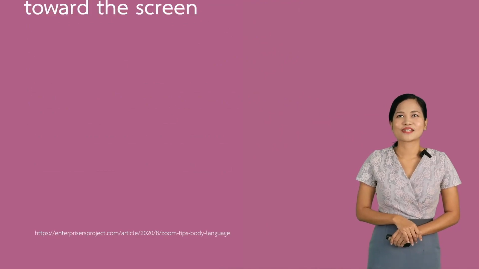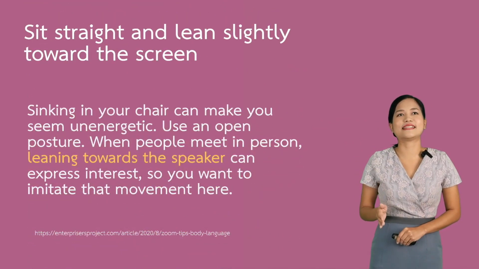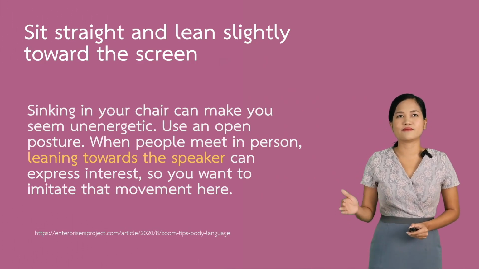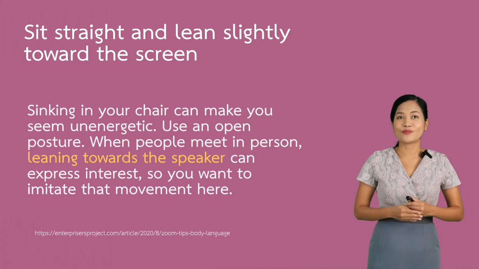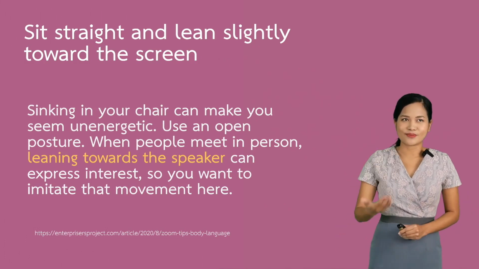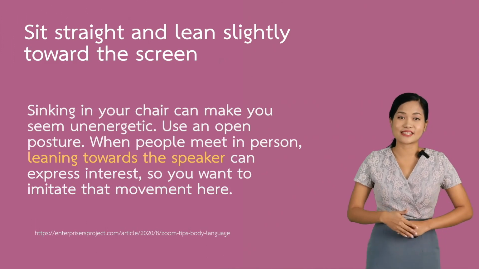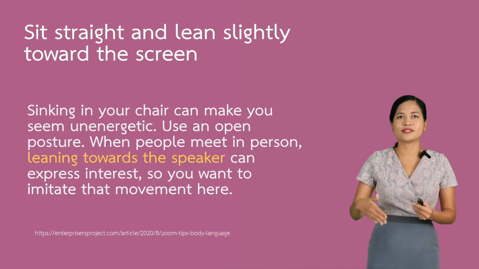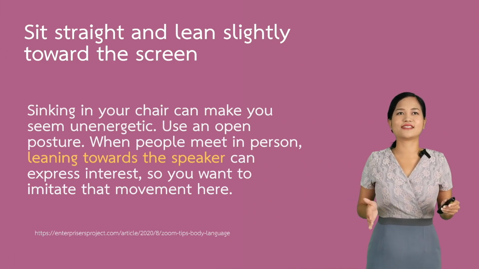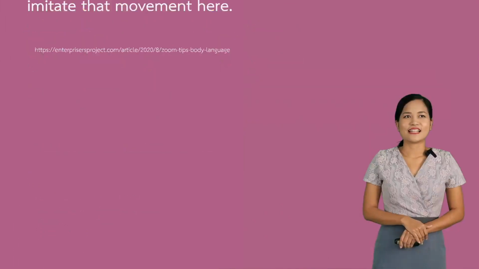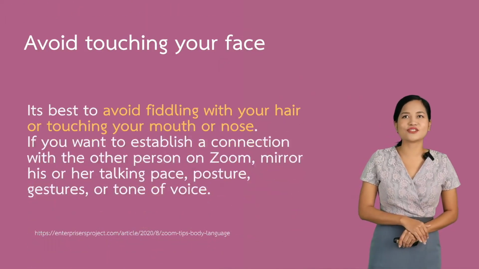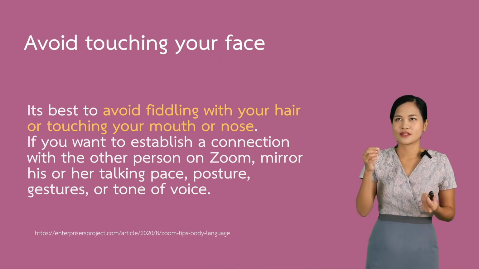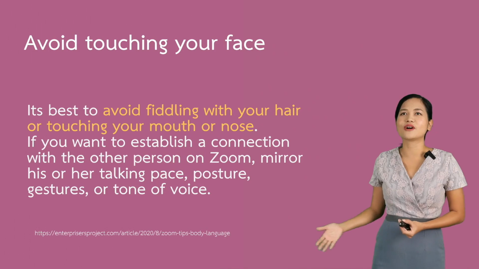And next, 4, sit straight and lean slightly toward the screen. Sinking in your chair can make you seem unenergetic, so use an open posture. When people meet in person, leaning towards the speaker can express interest. So you want to reduce the movement there. So try to lean like this, do like this. And 5, avoid touching your face. Actually, it's best to avoid fiddling with your hair or touching your mouth or nose.